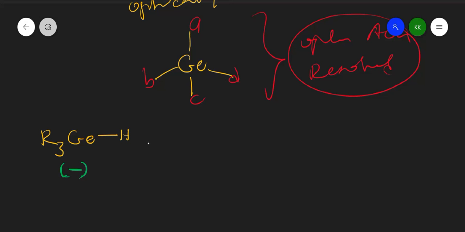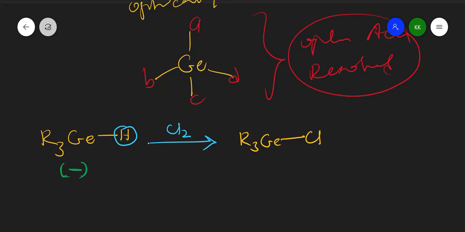Minus means it rotated the plane polarized light from right towards left side, right? When this germanium compound was treated with chlorine, Cl2, they saw that the hydrogen was replaced by chlorine, and they got the product R3 germanium chloride. So this was the reaction.